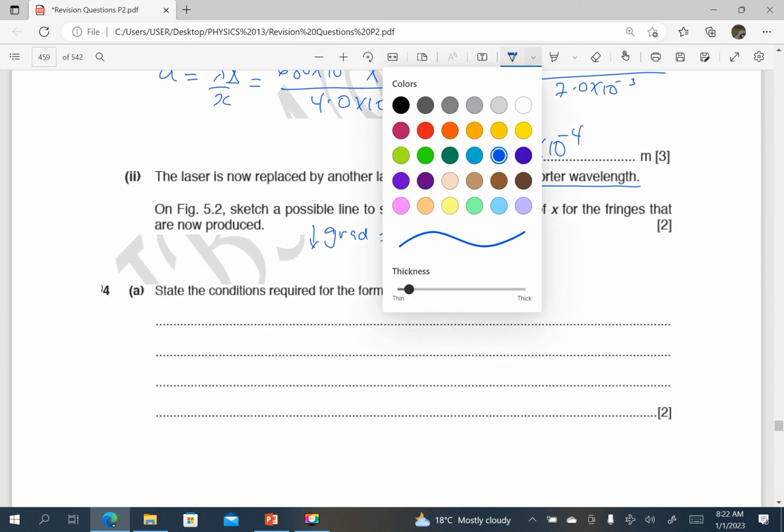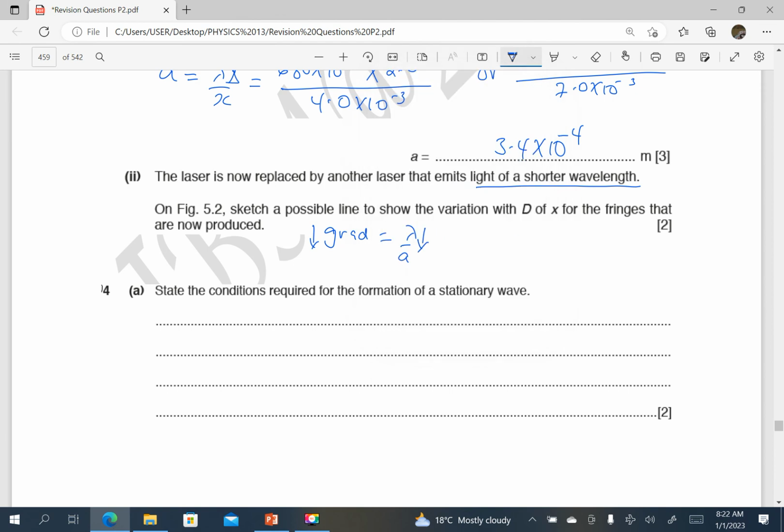State the conditions required for the formation of a stationary wave. We can't have a stationary wave if the two waves do not overlap. So the waves must overlap. That's number one. These waves should have the same frequency or wavelength. They should be traveling at the same speed, but in opposite directions.